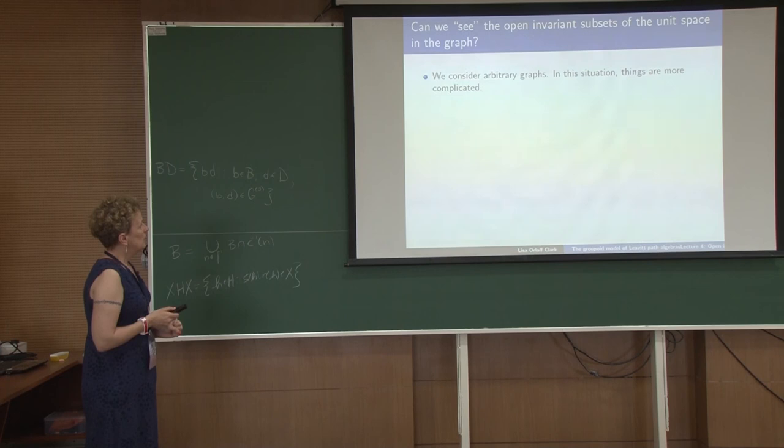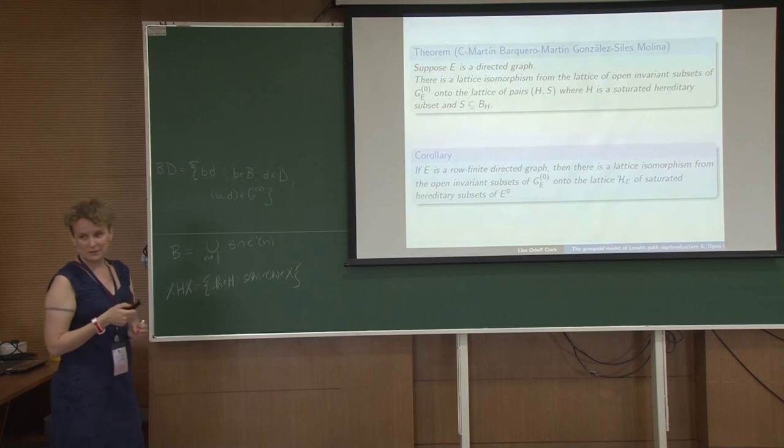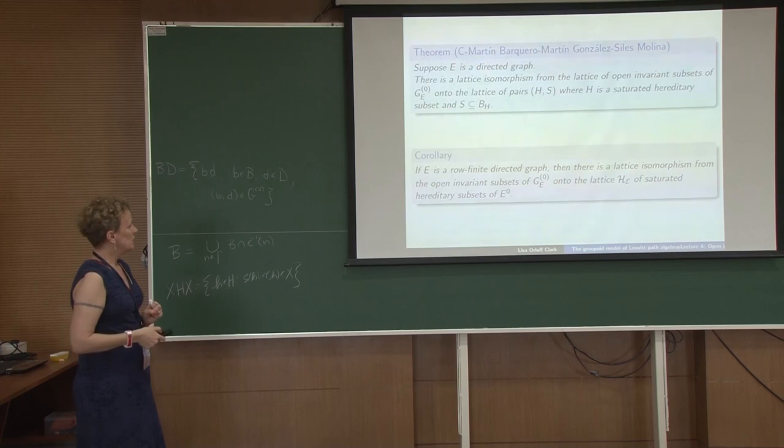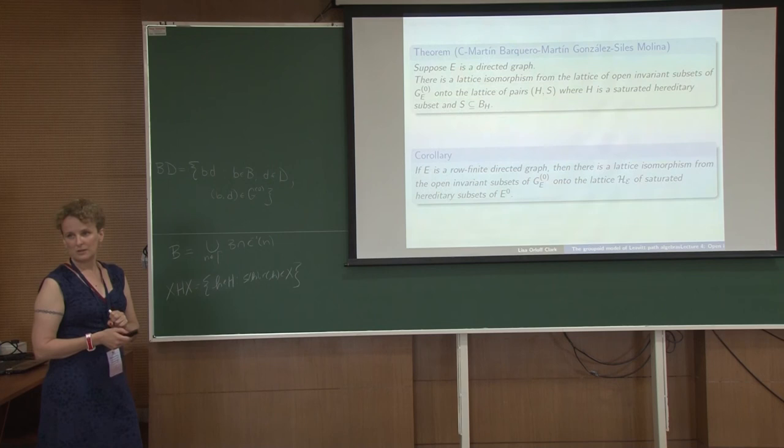All right, I'm going to skip this and come back in a minute. Just look at this corollary. I'm going to draw your attention to the corollary. If you have a row-finite directed graph, you don't have any of those infinite emitters. We don't have to worry about breaking vertices. So we can get this lattice isomorphism from the open invariant subsets of the unit space onto the lattice of saturated hereditary subsets of E^0. And so this situation is pretty straightforward.